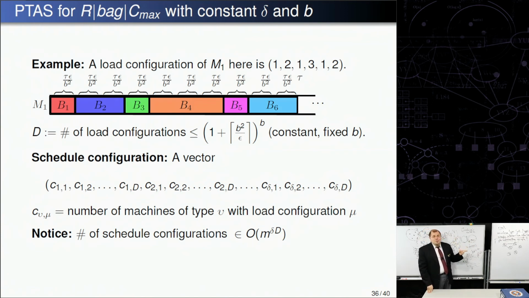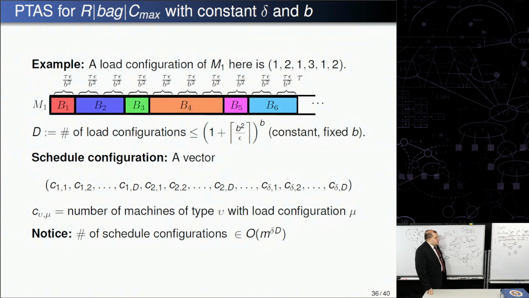I need to actually encode the schedule, so I need to enumerate all possible schedules. So this is the way I'm going to represent it. I'm going to use another vector. It's going to have delta times d many positions in it. The easy way I like to think about it more is as rows. So there's d positions along each row, but there's delta many rows.